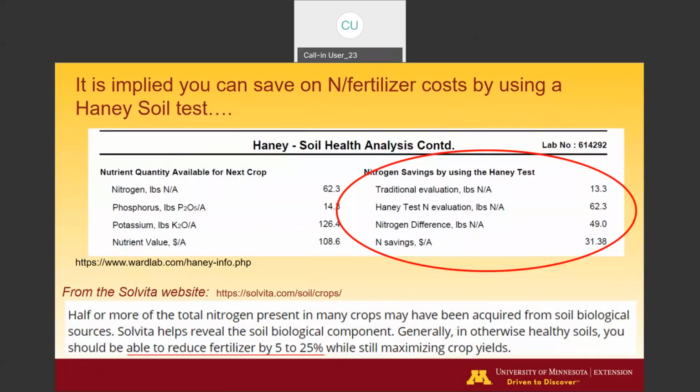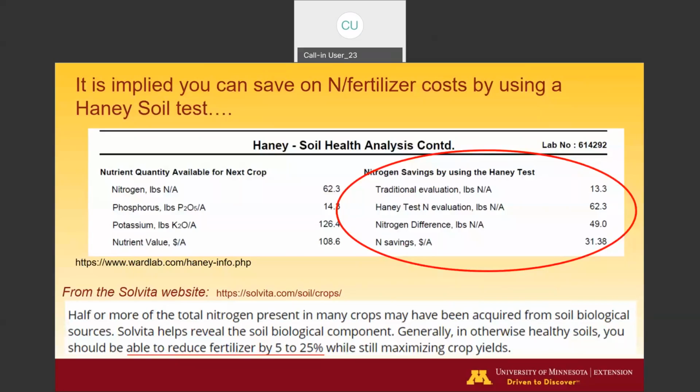Now, not all the tests or the labs that do this in Minnesota put this, but the ones that we sent back from Ward Lab, we were getting results that included estimations of nitrogen savings by using the Haney test. Also, if you look on the Solvita website, it states right on the website that you should be able to reduce fertilizer by 5 to 25% while still maximizing crop yield. So of course it's being implied that by using the Haney test, you should have some nitrogen fertilizer cost savings.